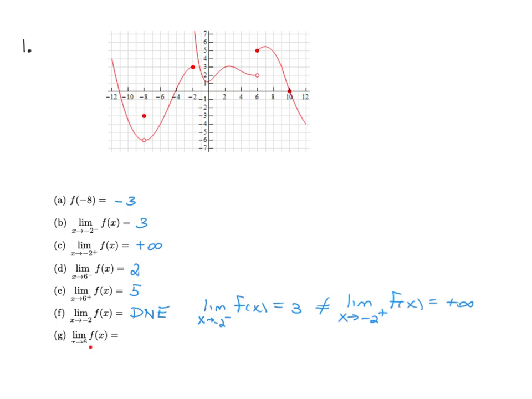Now, what about the limit as we approach 6 from both sides? And this one does not exist either, so I'll say this does not exist. And again, here we have the limit as x approaches 6 from the left, which is equal to 2, and that's not equal to 5, which is the limit as x approaches 6 from the right.